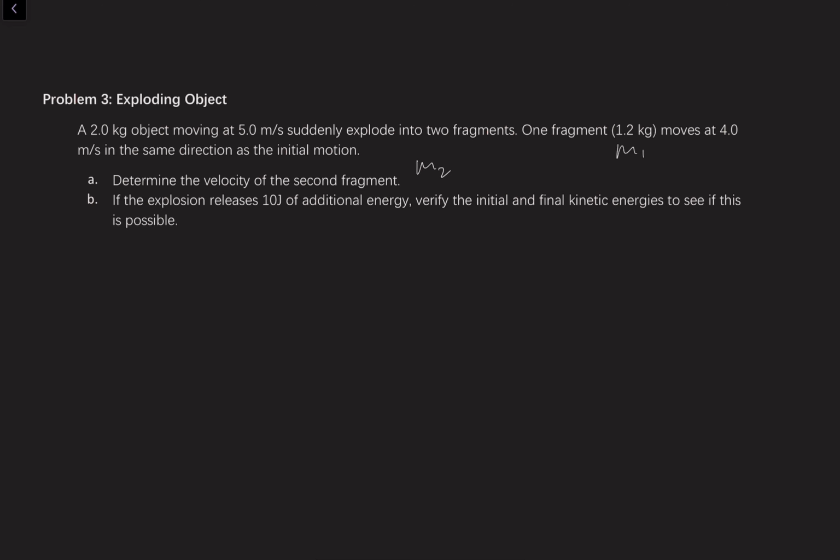Let's not care about part B right now, let's care about part A. We want to solve for m2 first. That's 2.0 minus 1.2, which gives us 0.8 kilogram. Now we want to set up the conservation of momentum here. Since it didn't mention friction, we can assume there's no friction. Momentum initial equals momentum final.